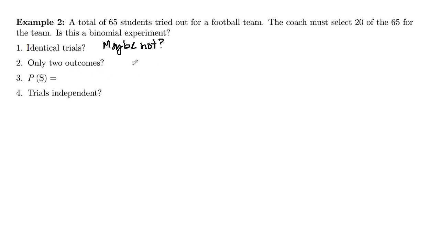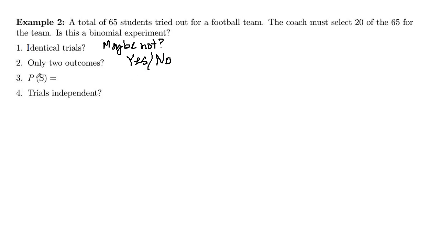Only two outcomes. Well, either they make the team or they don't. So you could consider two outcomes. So you can consider this as a yes/no outcome. Yes, they make the team, or no, they don't.